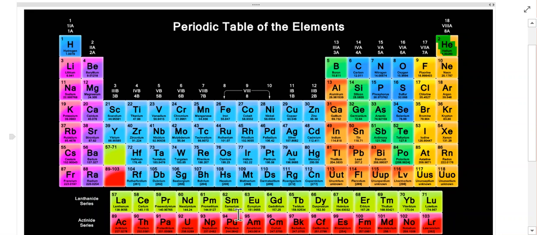Okay, and there it is. So this is our 95th element. So this is what we started off with. Okay, maybe not do it like that. Maybe something a bit lighter. So this is what we start off with, americium.